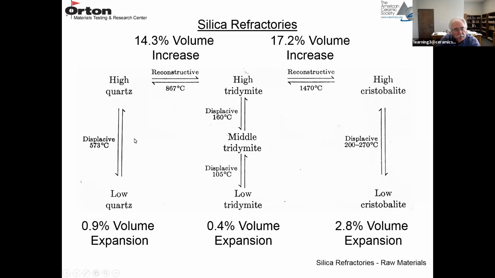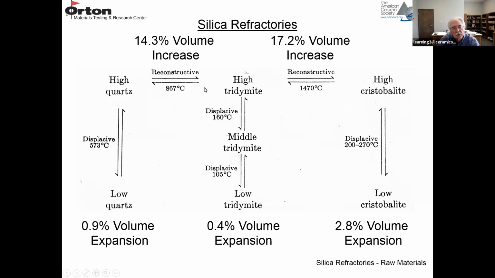So when you make a refractory from quartzite, you start out with quartz. You want to transform it to either tridymite, high tridymite, or high cristobalite. Both of those are reconstructive transformations. The 867 degrees C is based on a thermodynamic calculation.